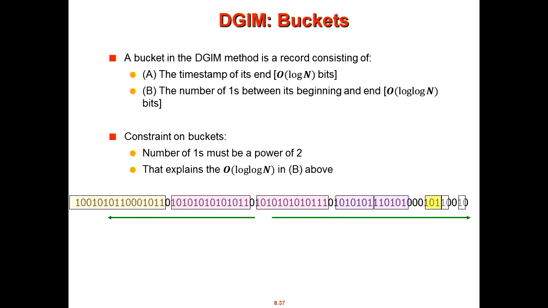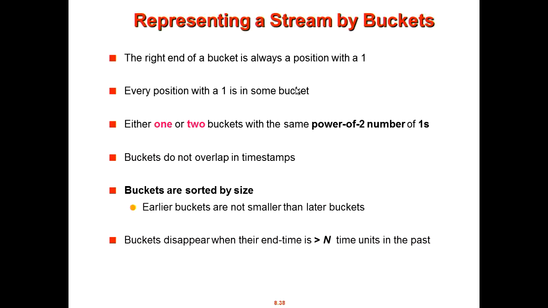Actually, the left position is always a position with a 1. And every position with a 1 must be in some bucket. So every 1 must be in some bucket. And there are either 1 or 2 buckets with the same power of 2 number of 1s. So 1 or 2, at most 2, for the same power of 2 number of 1s.